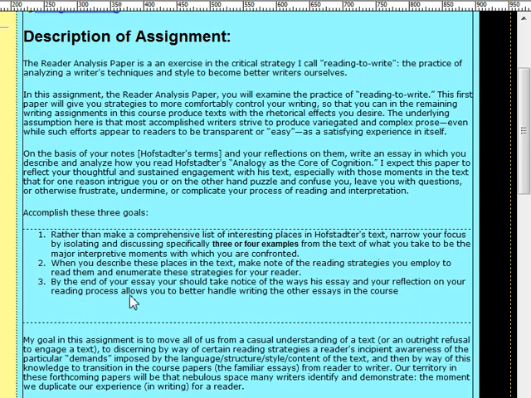And then by the end of the essay, you should take notice of the way the essay and your reflection of your reading process allows you to better handle the writing. Okay? Thanks.